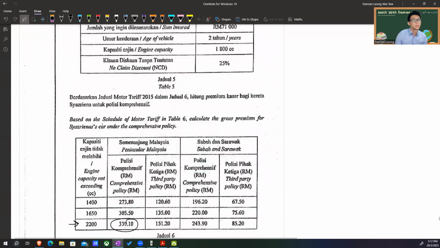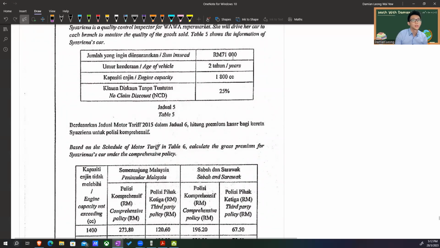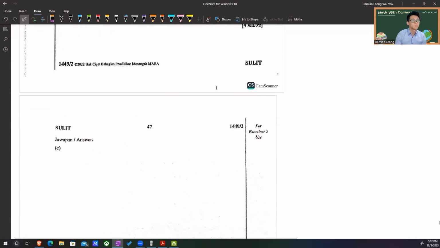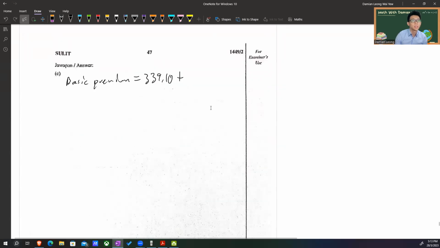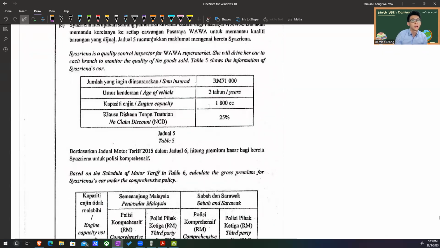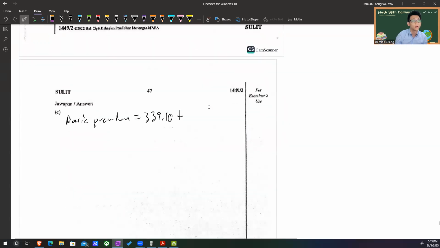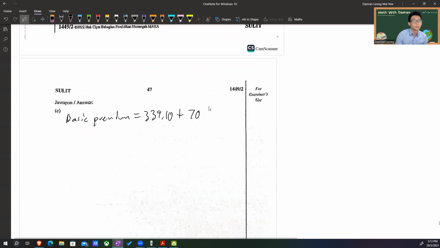So I want the insured value 71,000, 2 years. Age, actually 2 years age doesn't matter. 71,000, no claim discount 25%. So basic premium is 339.10 plus. So insured value 71,000 means 70,000 is not insured. So I have to times with the rate for Peninsular Malaysia, which is, so for the first 1,000 is this. The rest of it means 70,000. I have to times 26 ringgit for Peninsular Malaysia.